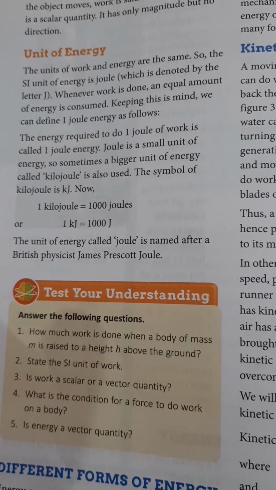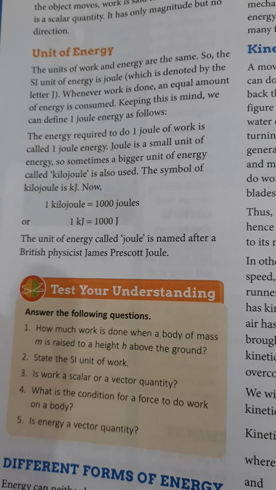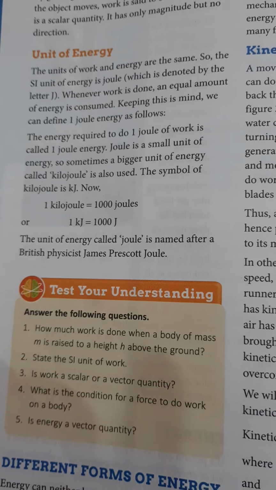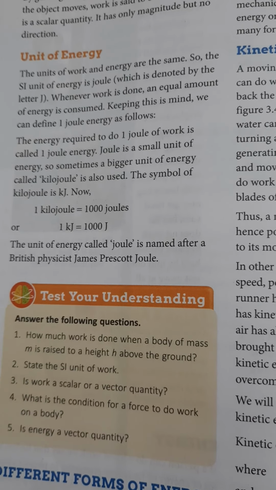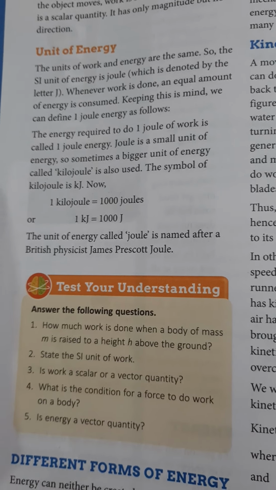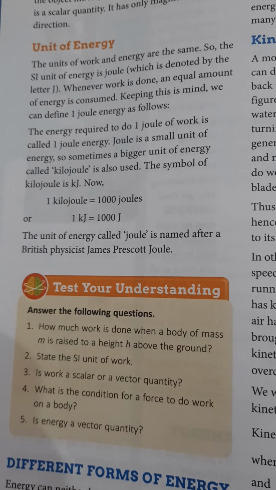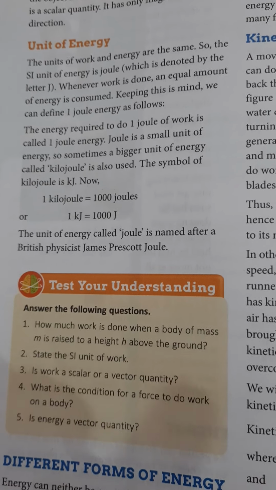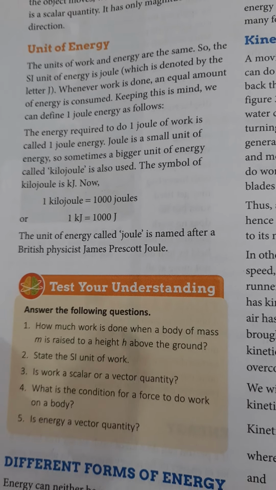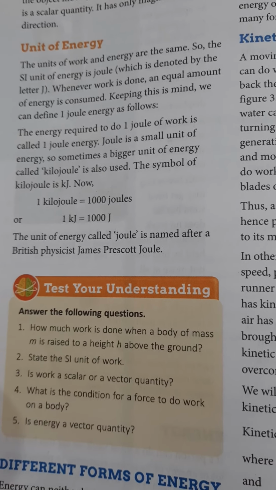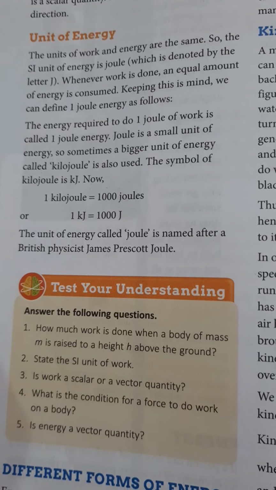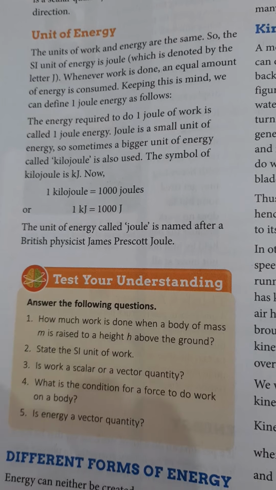Joule is a small unit of energy, so sometimes a bigger unit of energy called kilojoule is also used. The symbol of kilojoule is kJ. Now what is the connection between kilojoule and joule? 1 kilojoule is equal to 1000 joule. Okay, the unit of energy called joule is named after a British physicist, James Prescott Joule. Now mind this thing, after whose name is the energy unit joule named? James Prescott Joule. Okay.